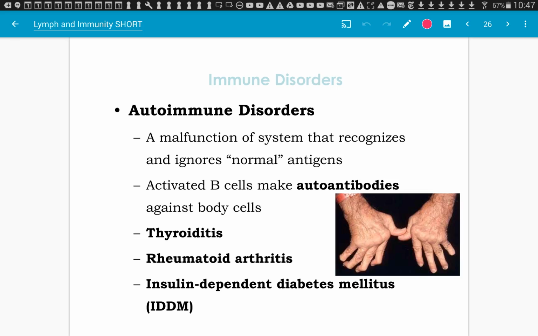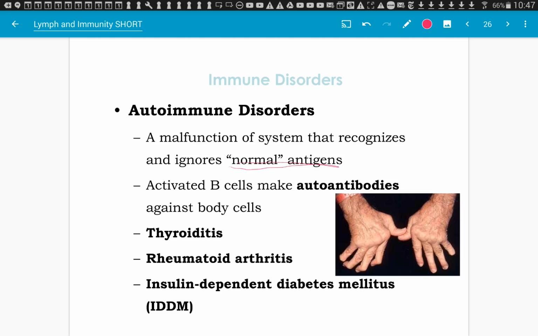So immune disorders, very important aspect of the immune system. So autoimmune means it's affecting yourself. So there's something wrong with your own immune system. And what happens is that your immune system attacks your own tissues in your body. And it can cause some serious problems. So basically it ignores what your body says is normal and attacks those normal cells anyways.